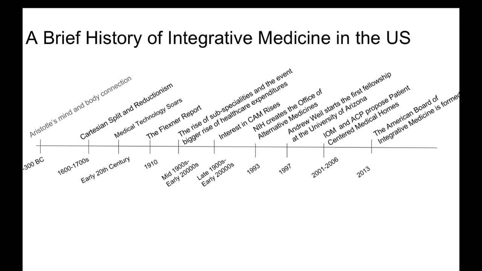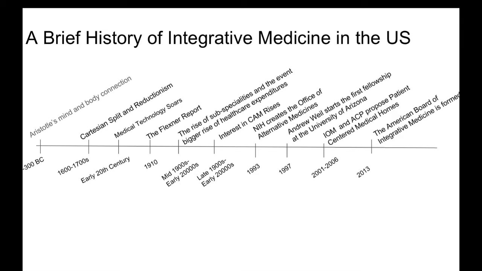So in 1997, Andrew Weil created the first 2-year integrative medicine fellowship at the University of Arizona, which continues to be a very popular fellowship for practitioners who would like to use an integrative approach. The goal was to educate practitioners in integrative medicine and emphasize the relationship between the practitioner and patient, doing so in an evidence-based way and really approaching it from a scientific research model.